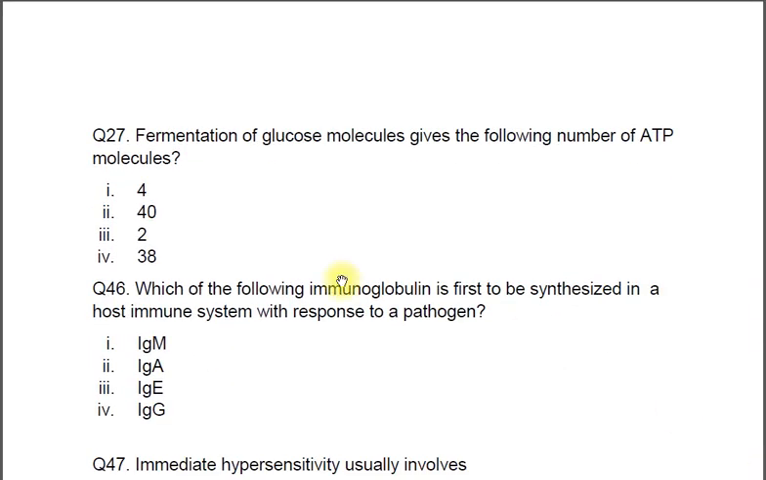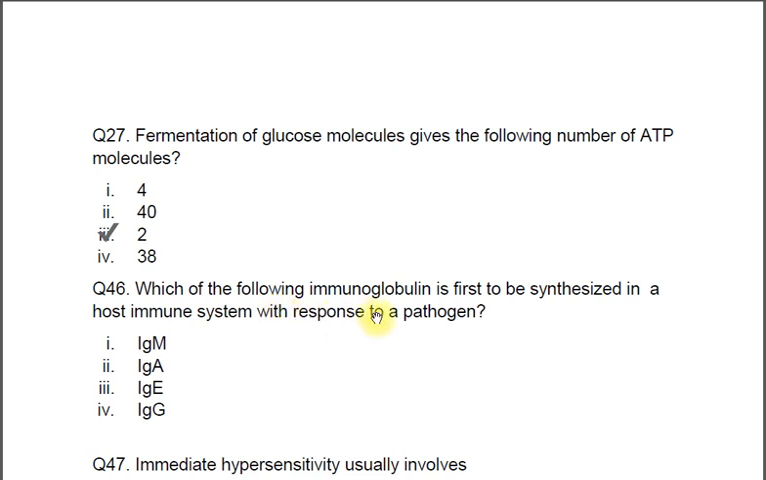The next question number 27. Fermentation of glucose molecules gives the following number of ATP molecules. The options are 4, 40, 2, 38. I hope you have guessed it. Yes, the correct answer is the option number 3. It is the 2 ATP molecules.